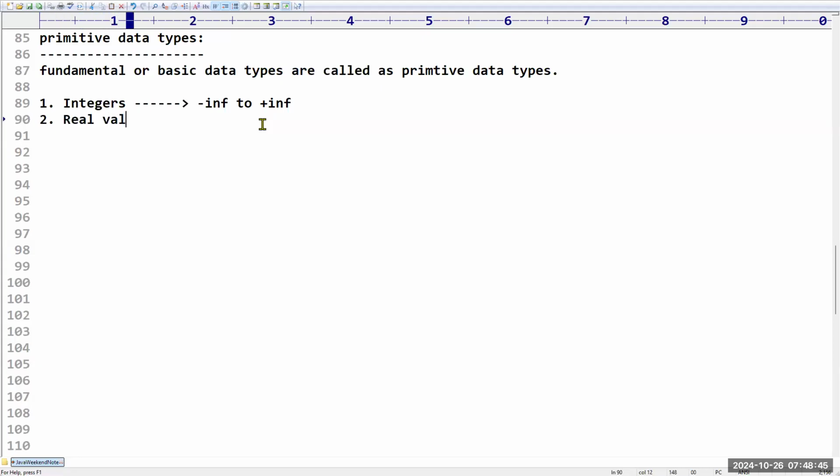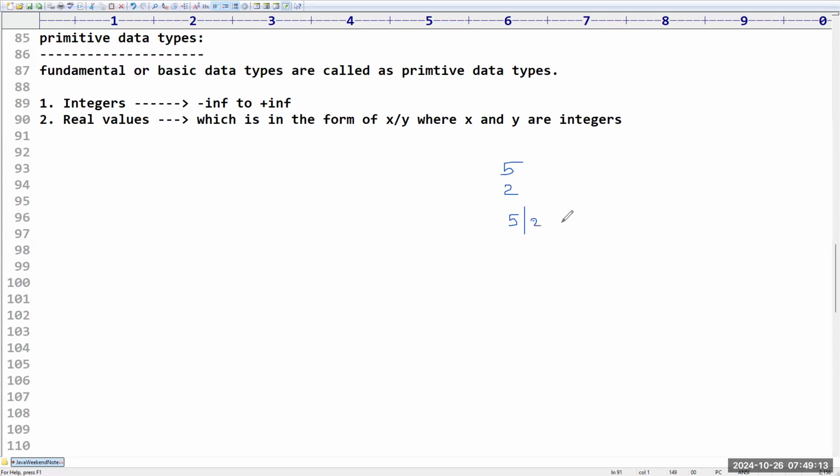Second, I used the word real values or decimal points. What is it called? It is in the form of x by y, where x and y are integers only. 5 is an integer, 2 is an integer. But whenever you take 5 by 2, it returns 2.5, right? So this type of data is called decimal, or we can use the word real values.